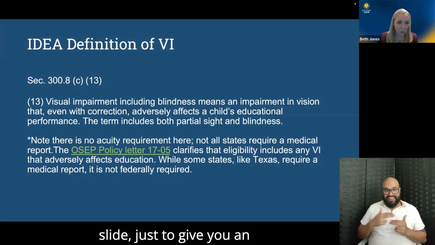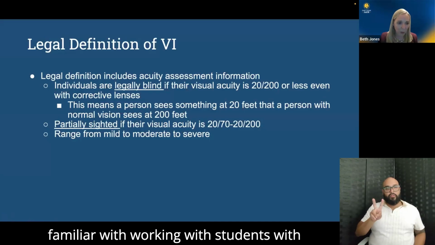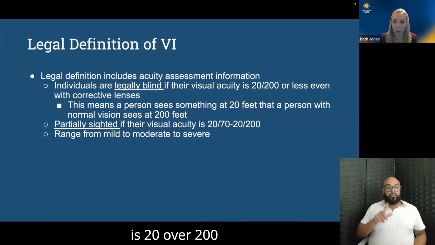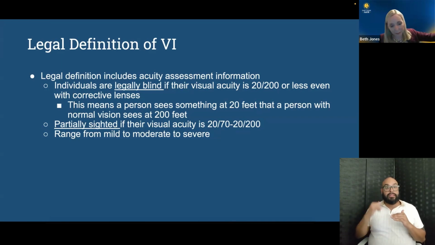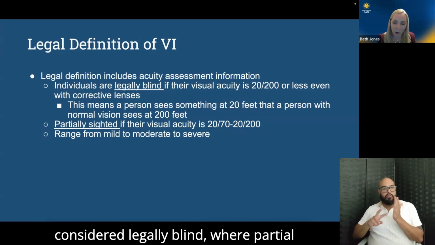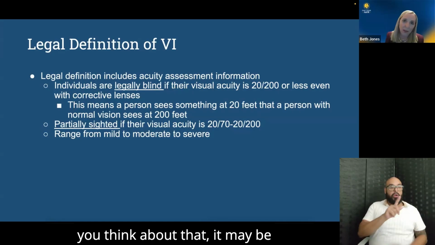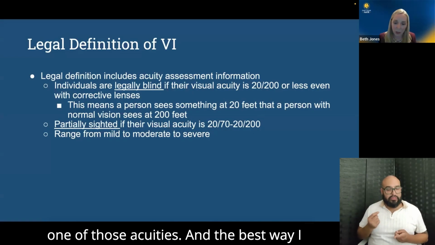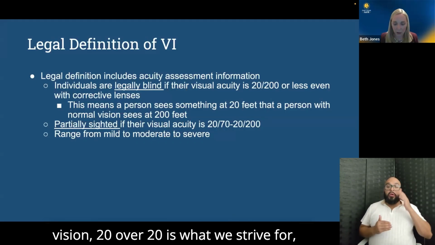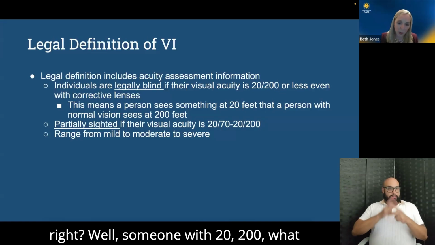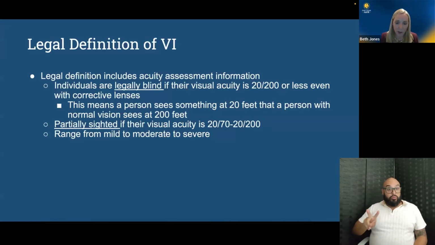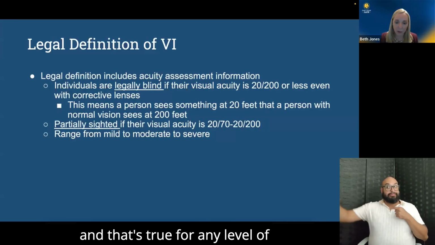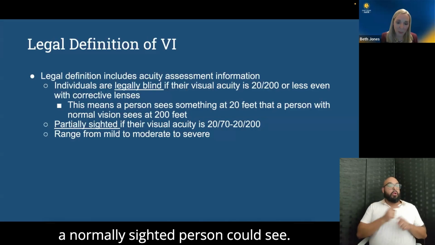But the next slide, just to give you an idea of visual acuity, if you're not familiar with working with students with visual impairments, the legal definition for legal blindness is 20/200 or worse. Anything from 20/200 all the way to total blindness would be considered legally blind, where partial sight would be 20/70 to 20/200. So when you think about that, it may be hard to comprehend what it would be like to have one of those acuities. The best way I can explain it is, normal vision, 20/20, is what we strive for, right? Well, someone with 20/200, what that means is what they can see from 20 feet is what a normally sighted person could see from 200 feet. And that's true for any level of acuity. It compares to what a normally sighted person could see.